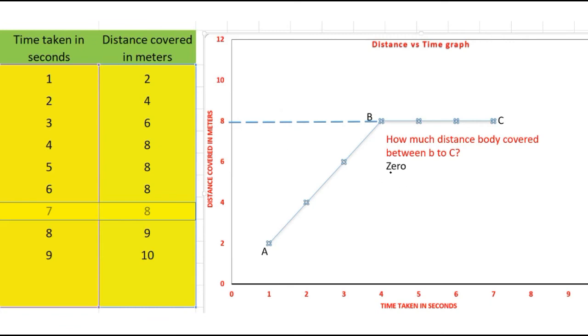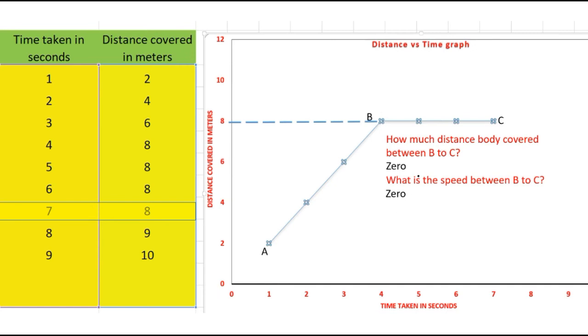And suppose we are asked to find out the speed between B and C, it's very easy to find, because from B to C, the vehicle or moving object did not move, it stayed there at 8 meter only. That is what this line reflects, right? So what should be the answer for this question?